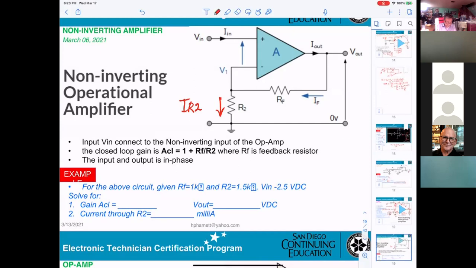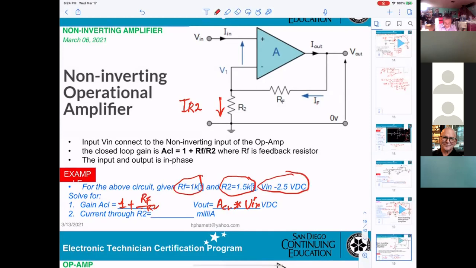If you want to calculate the gain, that's easy, right? It will be equal to Vout over Vin equals 1 plus RF over R2. And you already know the RF is 1K, R2 is 1.5K, then you can do the calculation. If you want to calculate the Vout, you take ACL times Vin. Vin, they gave you as minus 2.5.